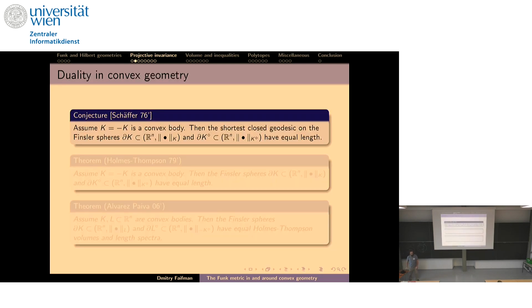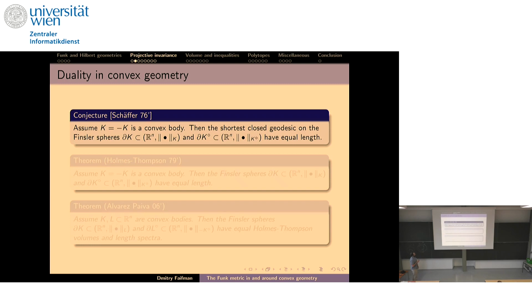Okay, so then there's even another tighter relation to projective geometry. But for this, let's first recall some classical results of duality in convex geometry. The first one goes back to Schaeffer in '76. He considers symmetric convex bodies, the unit ball of an actual norm.